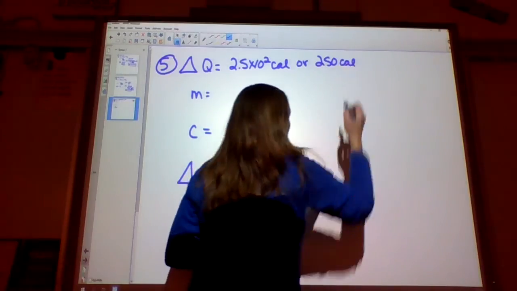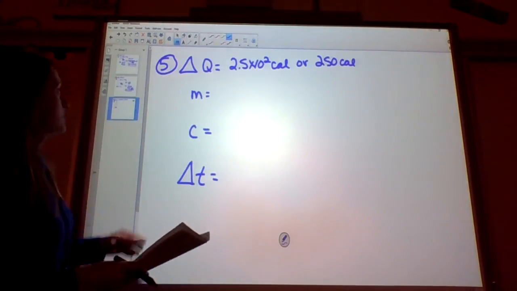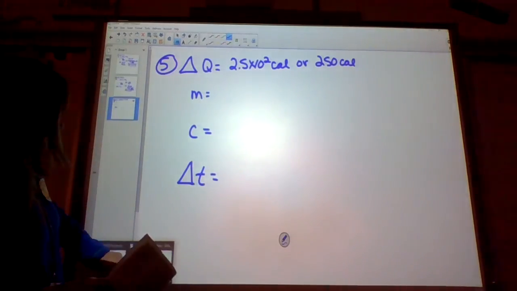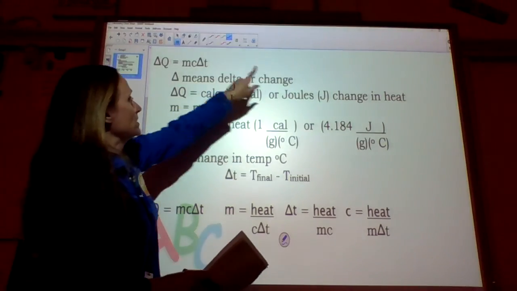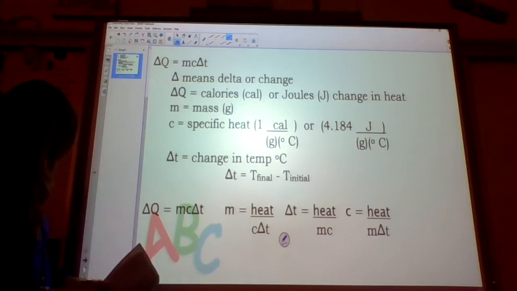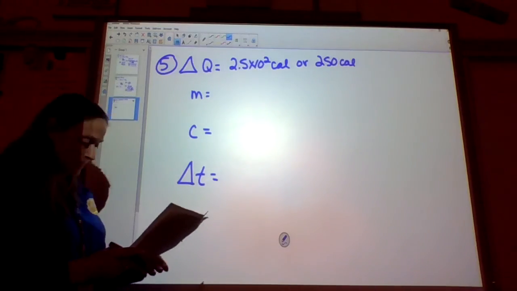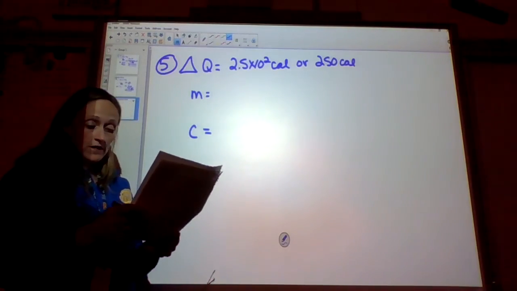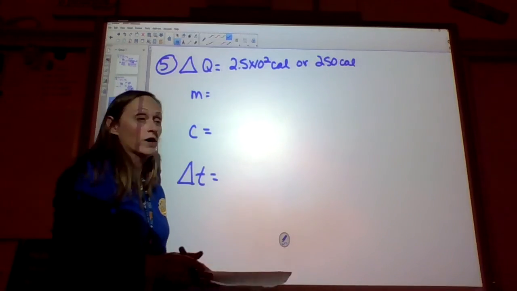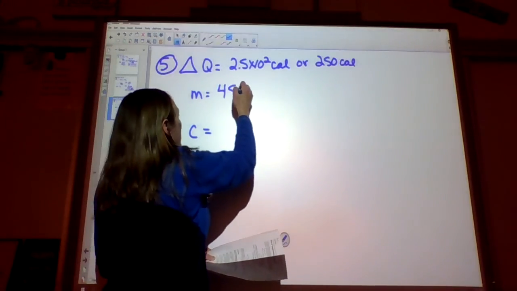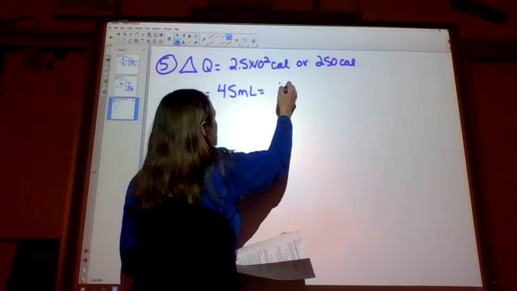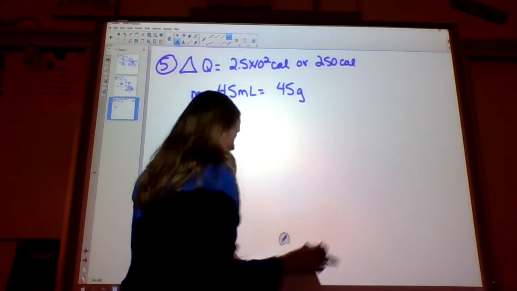If you don't like exponential numbers, okay? So remember, we said delta Q is your calories or your joules. So we are given our calories. So let's move down to our mass. Are we given a mass here? We're given 45 milliliters of water. So 45 milliliters of water is the same thing as 45 grams of water.